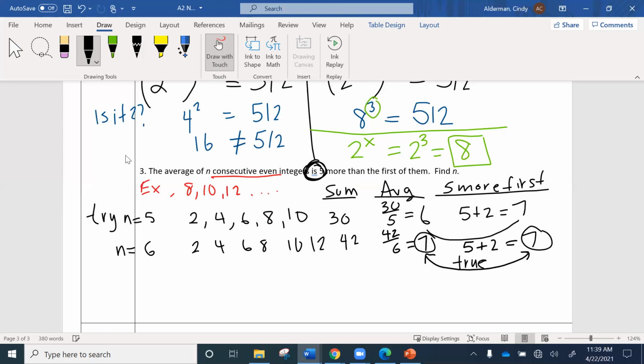Now let's go back and ask, what are they asking us for? They want you to find what n was. Well, here it is right here. When you had n numbers that you added up and took the average of, that's going to end up being 5 more than the first number in the series. Now, by the way, this would work for any numbers. You could have started with 4, 6, 8, 10. You don't necessarily have to start with the smallest one, but I did just to keep the numbers small.